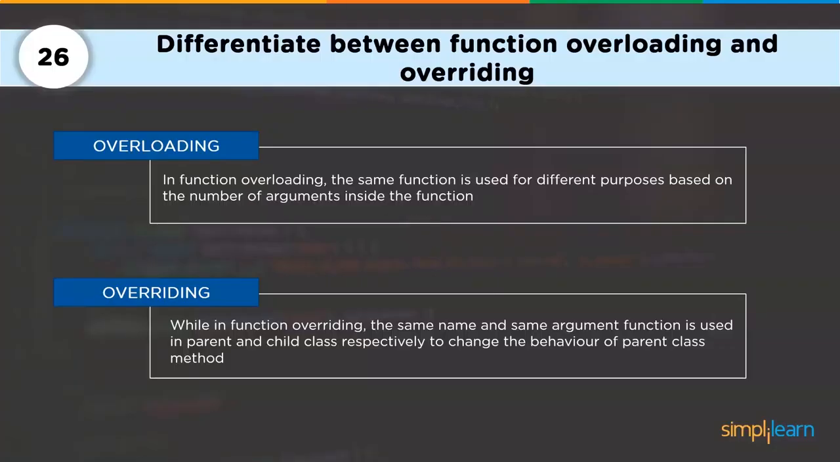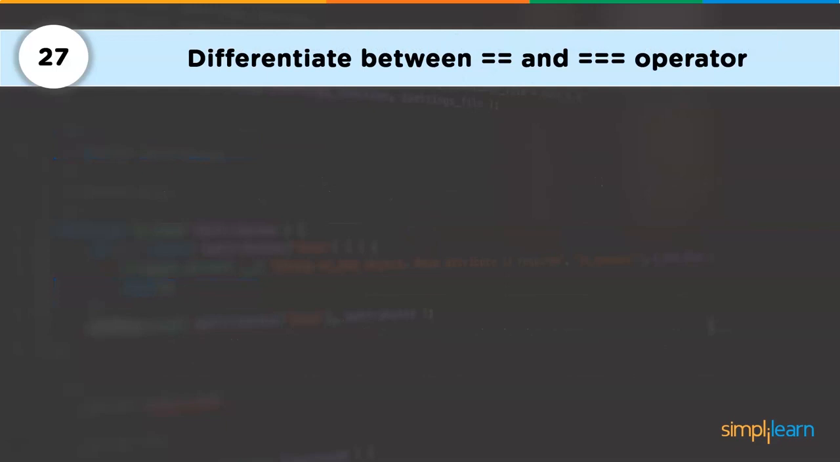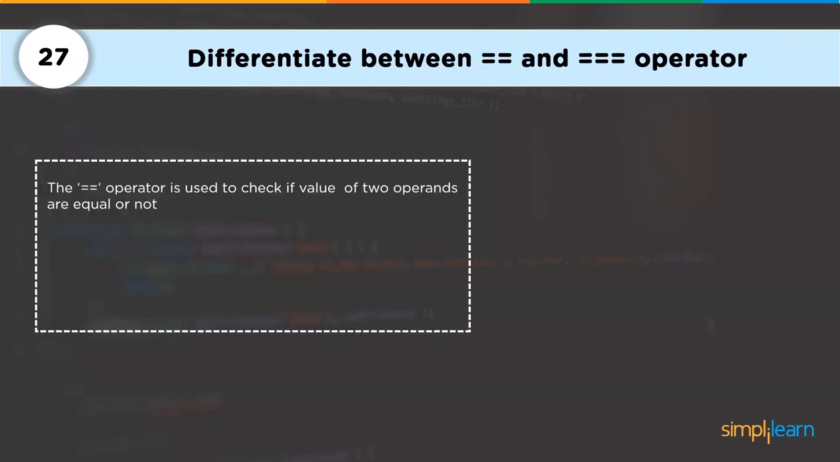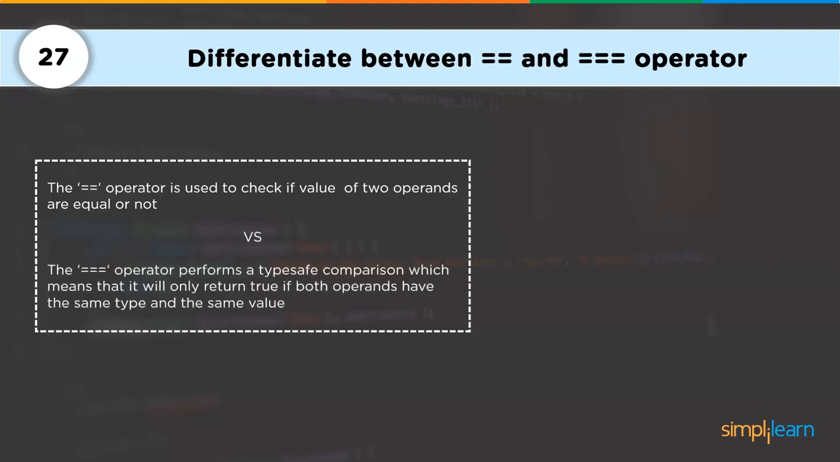Now let's move on to the next question, that is differentiate between equal to and triple equal operator. So a double equal operator is generally used to check if the value of two operands are equal or not. It is generally used in case of conditional statements, while a triple equals operator performs a type safe comparison, which means that it will only return true if both operands have the same type and the same value.